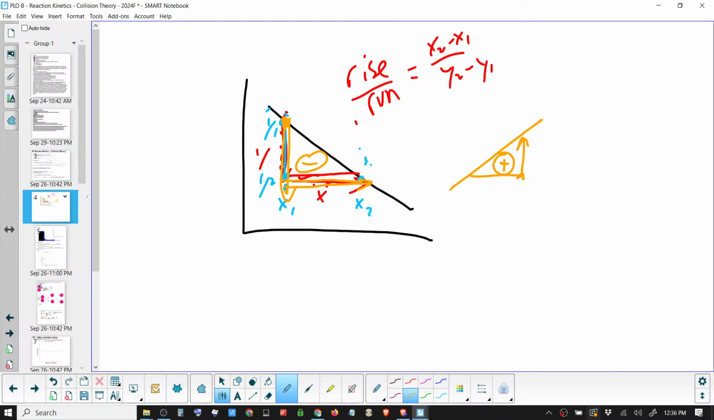Okay. It is 12:36. If you can put away what you have, get out your reaction kinetics work. We're going to talk about collisions.